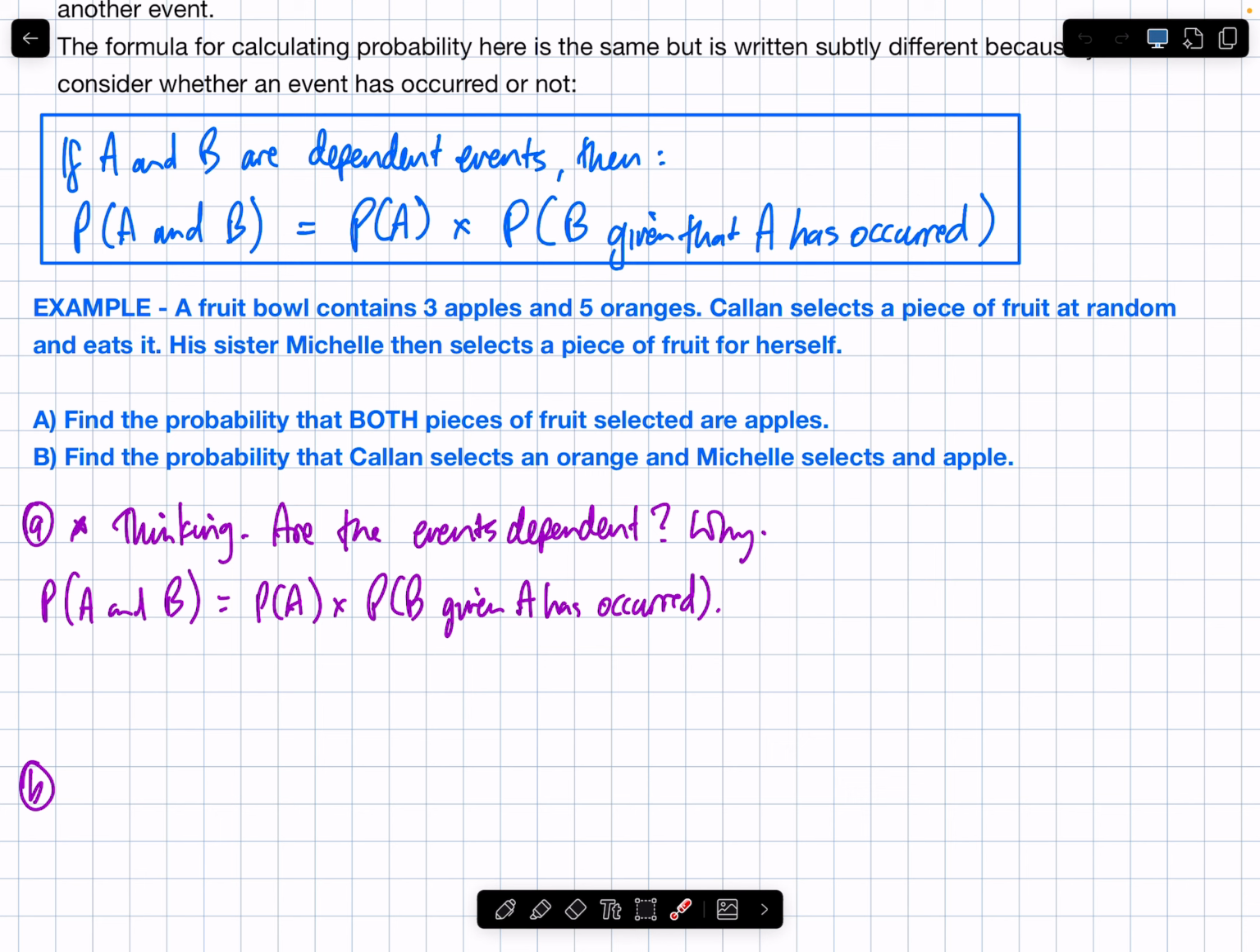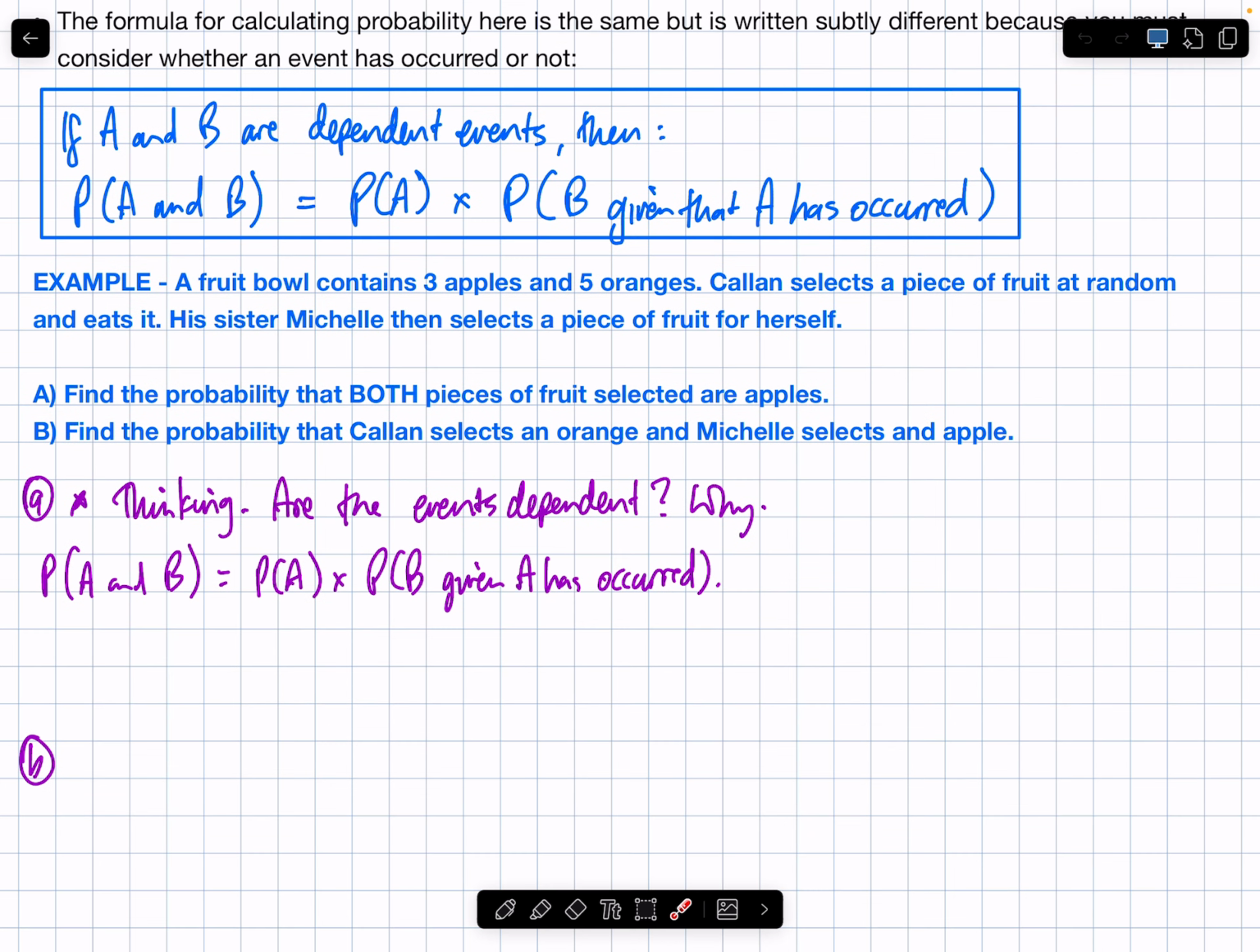Find the probability that Cullen selects an orange and Michelle selects an apple. You don't need to write this, but this is the first question that we're doing. Why are those events dependent on each other? Because the fruit is eaten and it's not returned, so the chances change. The total amount of fruit changes. So probability of A and B is equal to P(A) times P(B) given A has occurred.